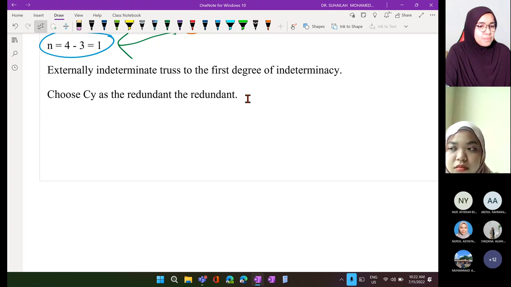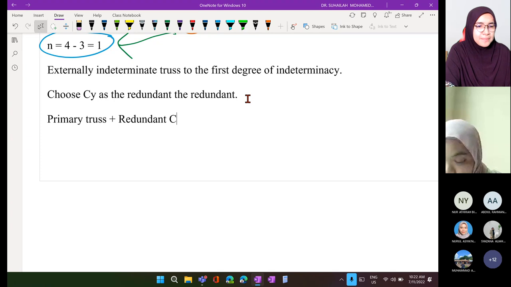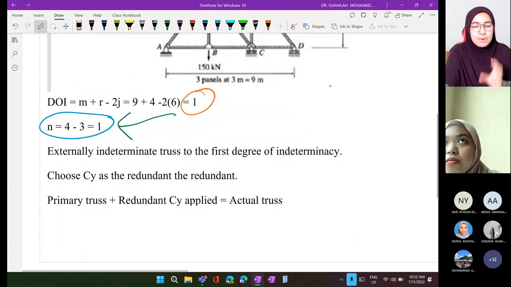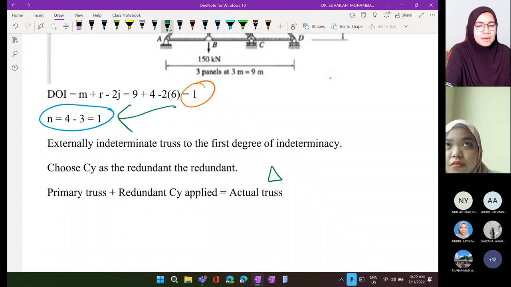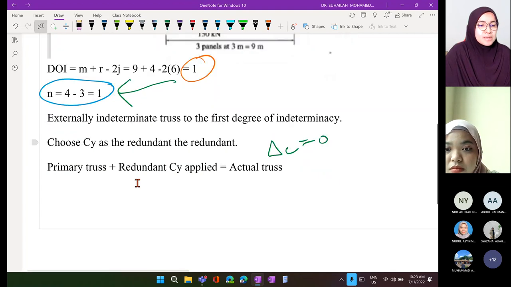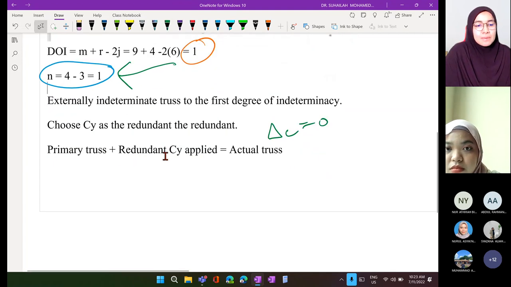So we write it like this: primary truss plus redundant truss. Redundant is CY. CY applied is equal to actual truss, because the delta at C position in the actual truss, this delta C, is equal to 0. We want to write an equation equal to 0, so we start from primary truss plus redundant CY applied is equal to actual truss.